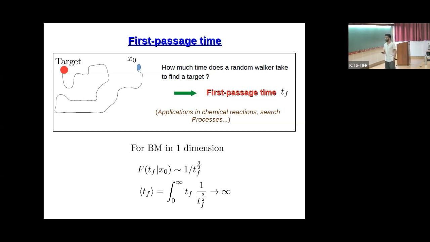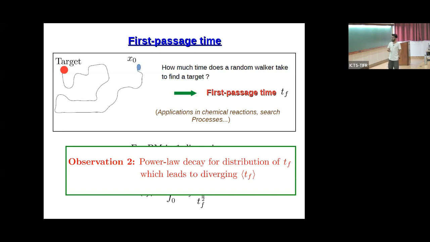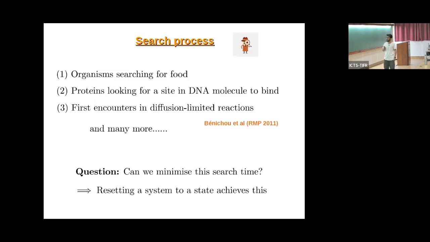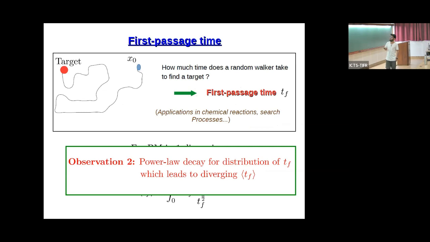And for Brownian motion, this is another well-known result, that the distribution of this time, the first passage time t_f, starting from some position x0, has this power law kind of decay. And if you compute the mean, it diverges, which essentially means a Brownian walker will on average take infinite time to find a target. So this is the second observation, that is the power law decay for the distribution of t_f, which leads to a diverging mean.